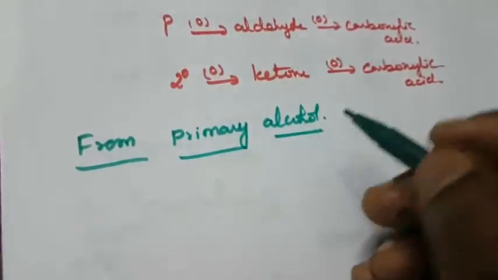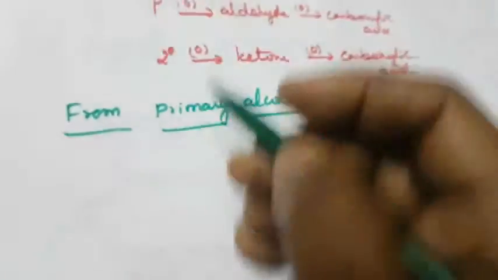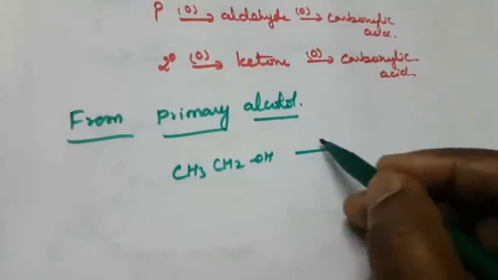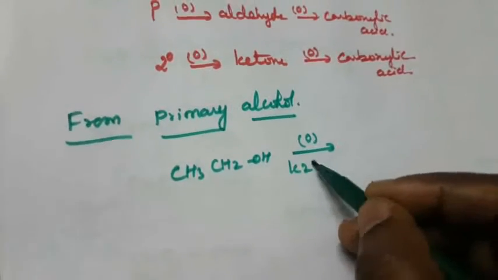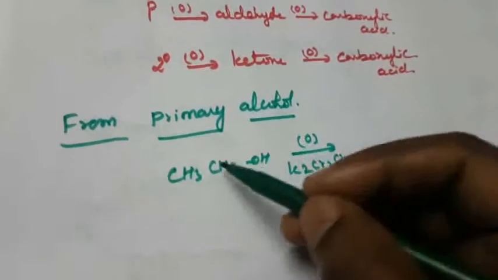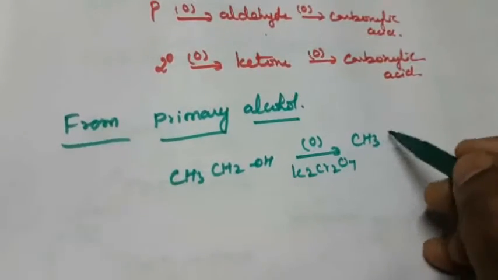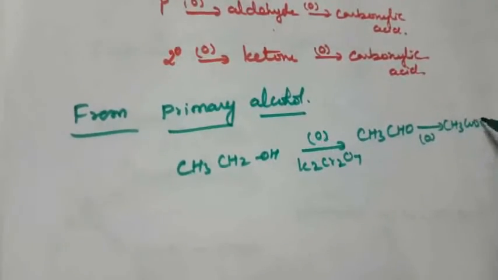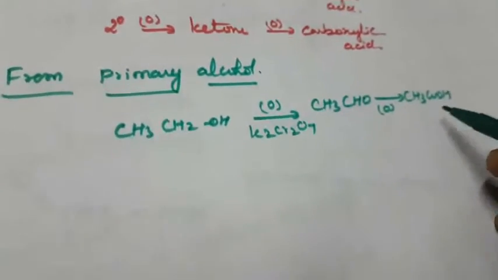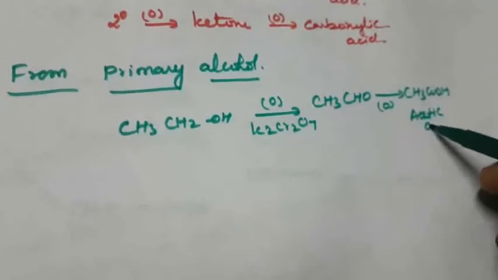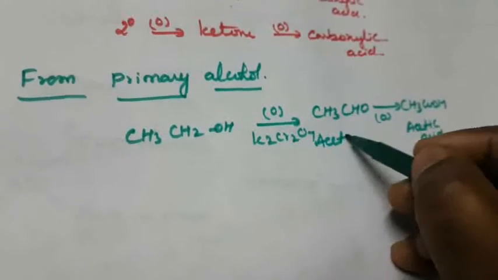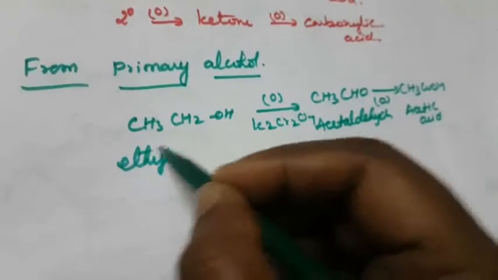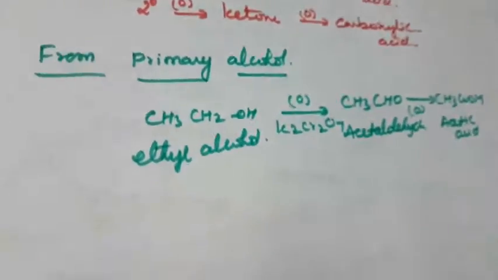How do we form it from the primary alcohol? When a primary alcohol, CH3CH2OH, is oxidized in the presence of potassium dichromate, we get an aldehyde, CH3CHO. Again it will oxidize to form acetic acid. This is acetic acid, this is acetaldehyde, and this is ethyl alcohol. Okay, so this is another one.